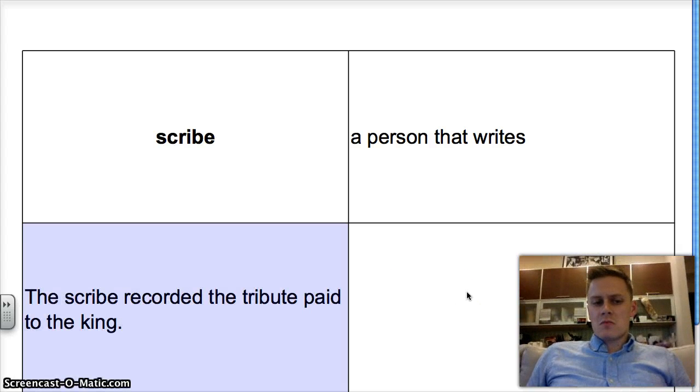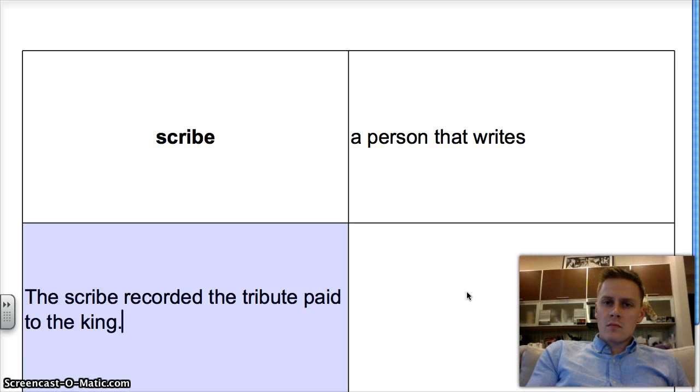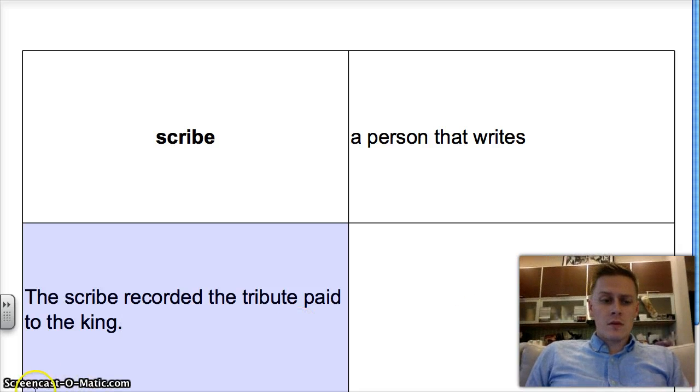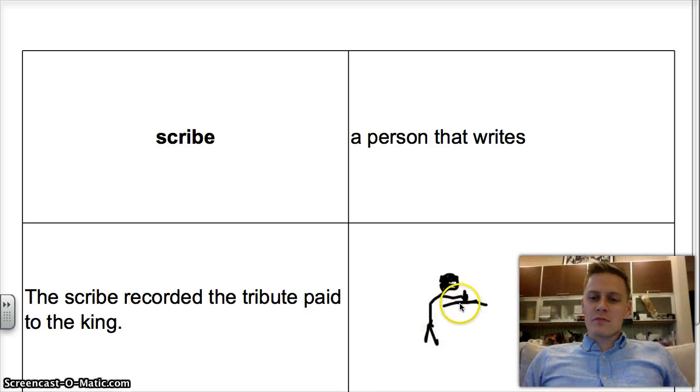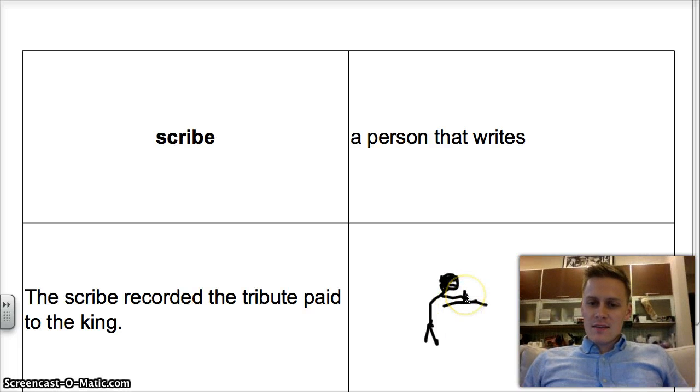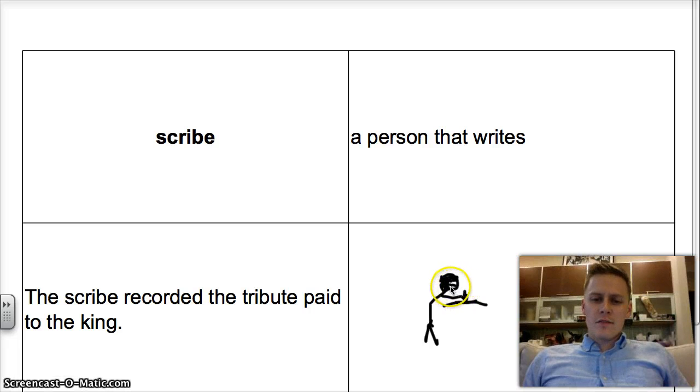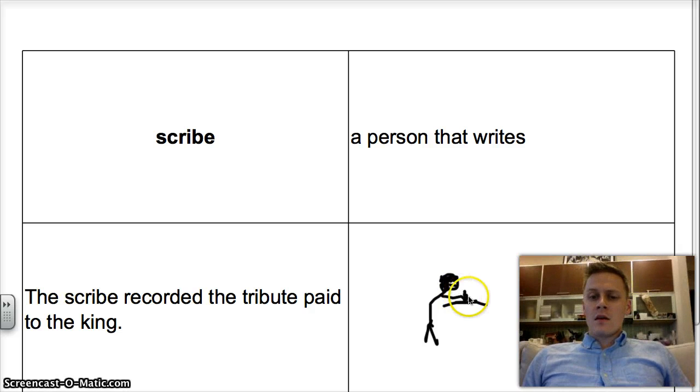All right, so let's say the scribe recorded the tribute. People were paying the king, and this scribe wrote down how much they paid, which would have been important. And there we go. We have my picture of a scribe. We have a person sitting at what appears to be a floating desk, I guess, but they have a stylus in their hand, and they don't have a smiley face because training for scribes, being a scribe, is a very difficult job. It's not easy. So they're hard at work writing down for the king.